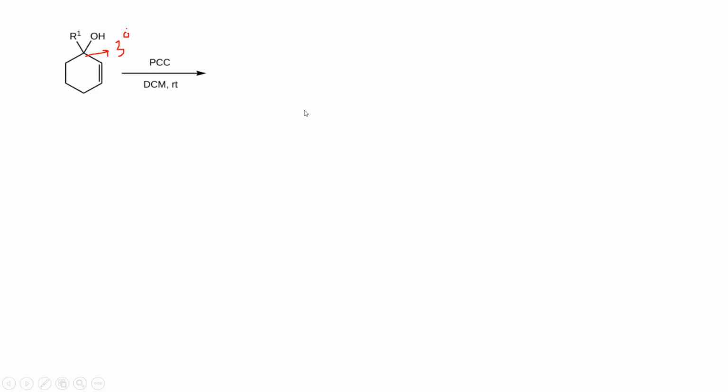In this case it is different, as this is an allylic alcohol. As this is an allylic alcohol, what happens in this case? For allylic alcohol, there is a special criterion for PCC, just for PCC. The PCC reagent is this one, pyridinium chlorochromate.